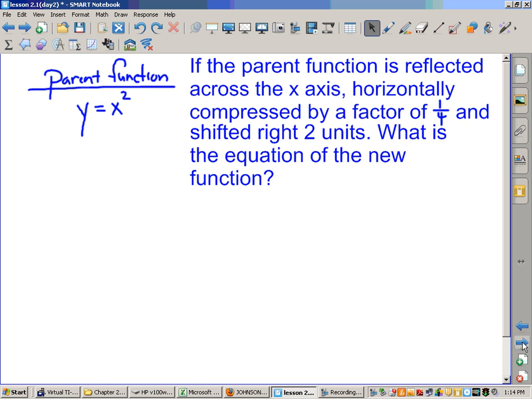The parent function, we'll put this one right over here. I'll call it g of x this time. If the parent function to the left is reflected across the x-axis, vertically compressed by a factor of 1/4, and shifted to the right 2 units, what is the new function going to be?